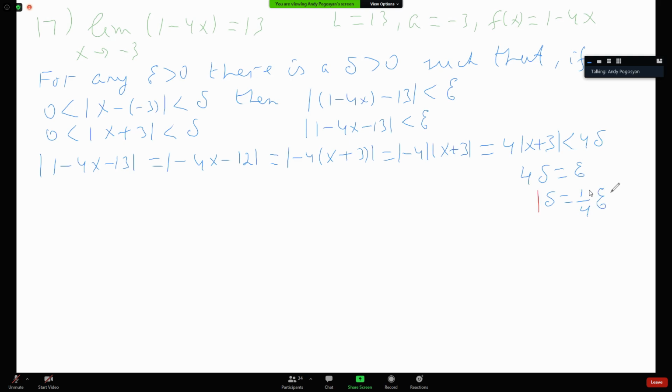So we got the important part. Delta and epsilon are related by this equation. Now second part. Here is 1, this is 2. Right, now second part.